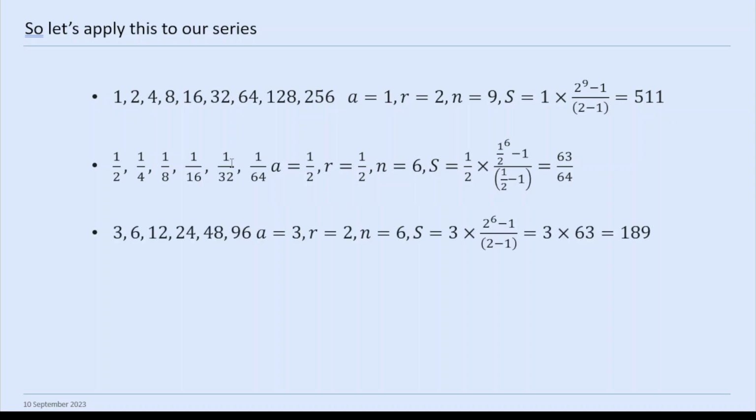The next one, A equals 3, R equals 2, N equals 6, so the sum equals 3 times 2 to the 6 minus 1 over 2 minus 1. 2 to the 6 is 64. Let's just do it: 2, 4, 8, 16, 32, 64. I was counting on my fingers. So 64 minus 1 is 63. 3 times 63 is 189. The next one, I've not even used the formula. I've just gone 40 plus 400 plus 4,000 plus 40,000, which is going to be 44,440.